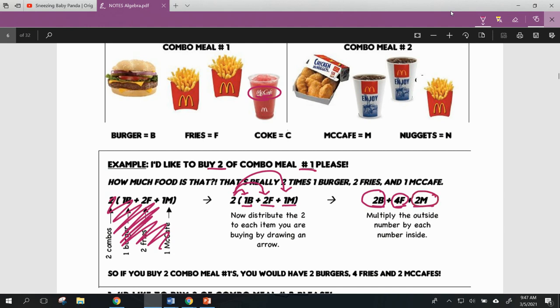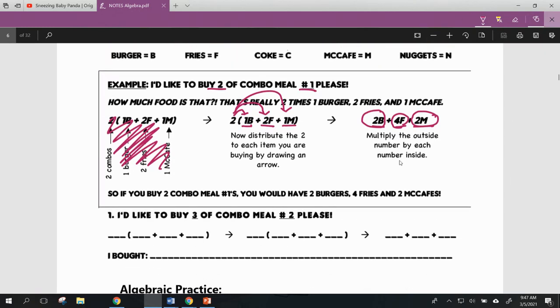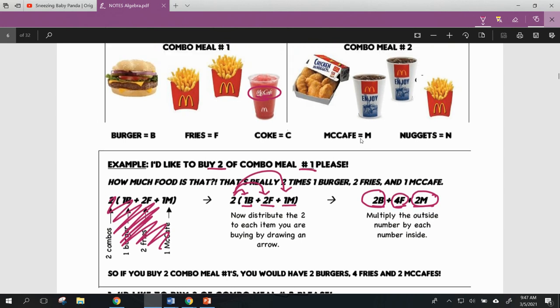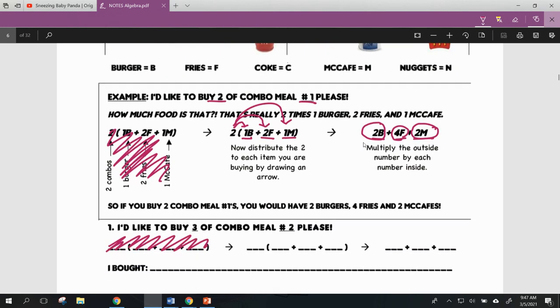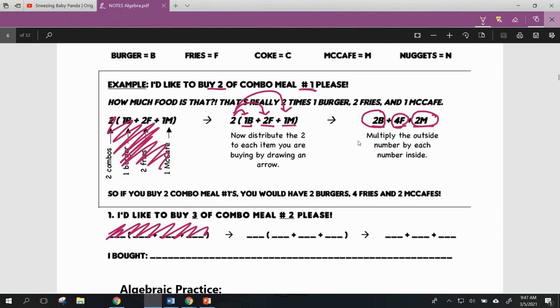All right, so let's take a peek at what we're going to see down here for our next one. So if you would like to buy 3 of combo meal number 2, all right, I'm going to scratch this out and we're going to look at combo meal number 2. So we've got nuggets, Cokes, and French fries. So we're going to buy 3 of these. So we have 1 nugget, we have 2 Cokes, and 1 French fry.